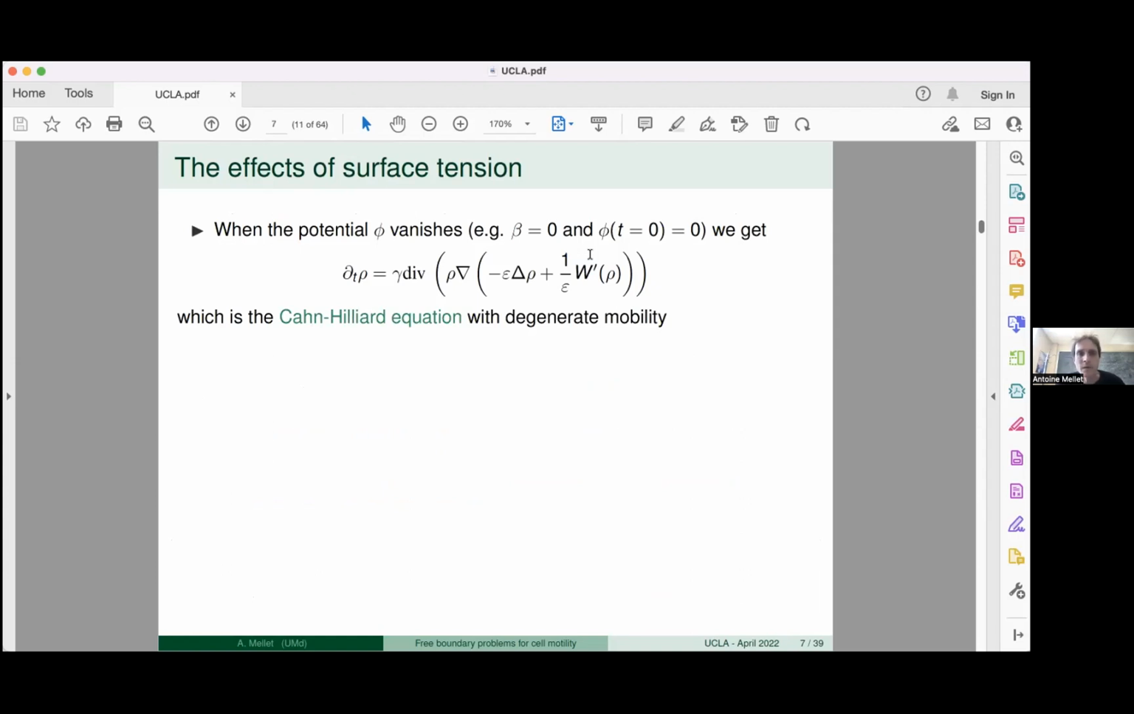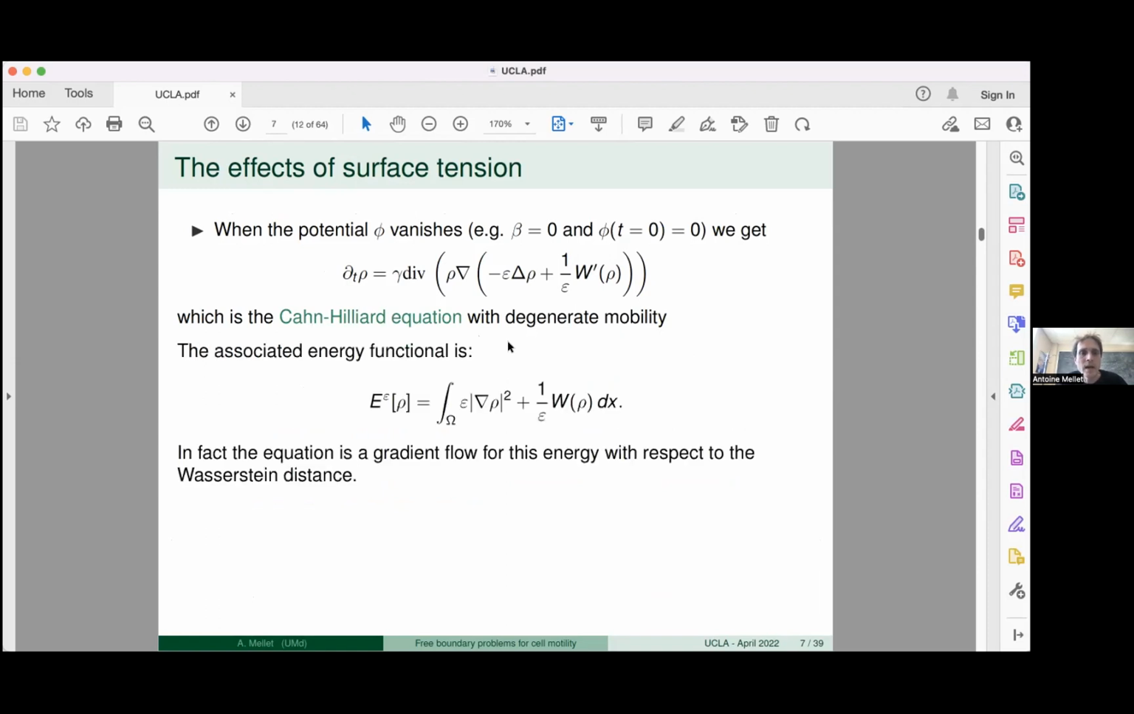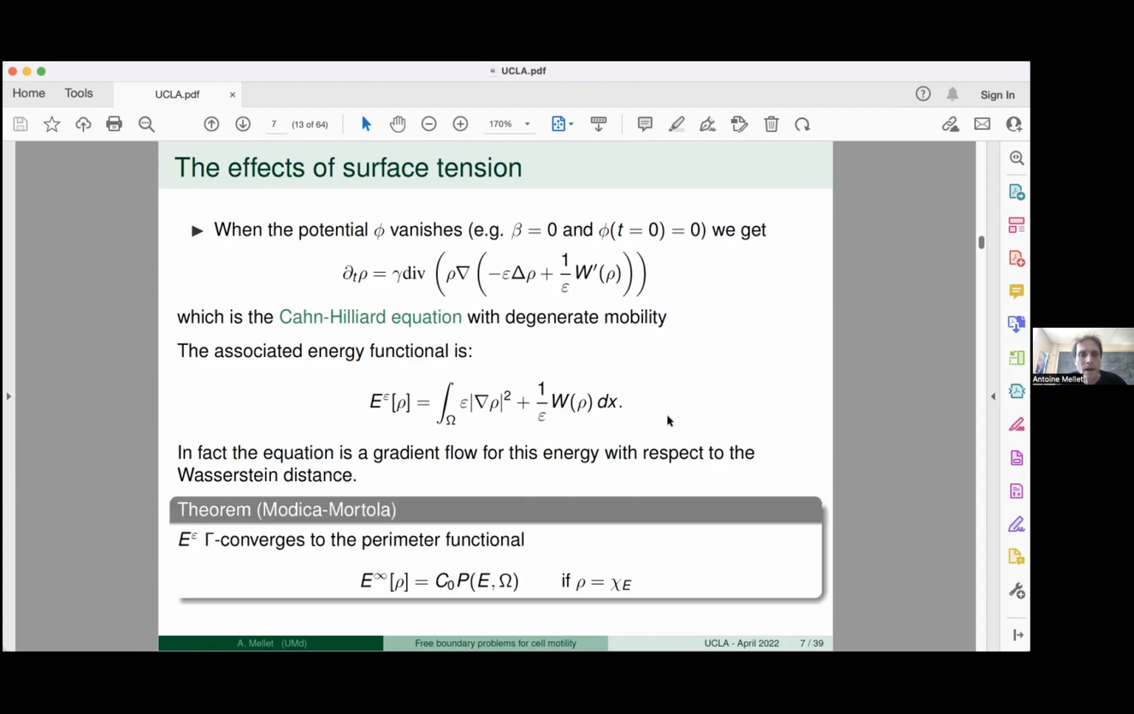For example, if I forget about the phi for a second, then what I have is just this Cahn-Hilliard equation. If I take beta equals 0, there's no effect of the protrusion, and what I have is this Cahn-Hilliard equation. It is a gradient flow for this energy, the usual Modica-Mortola energy. In particular, we know that when epsilon is small, this Gamma-converges to the perimeter functional.